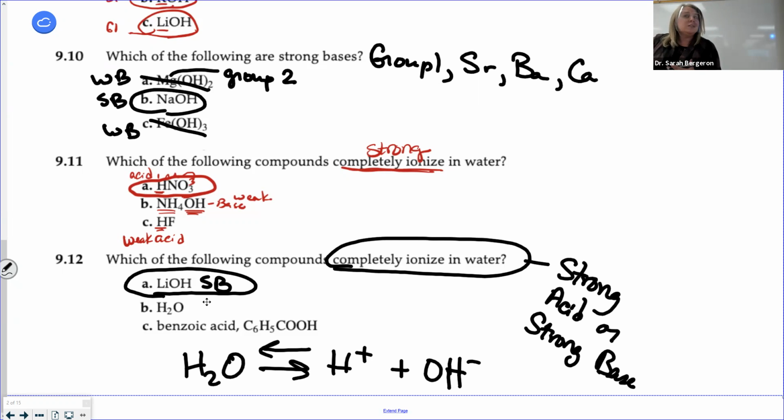It's a characteristic of water. But is this a strong acid or base, or is it making both, right? It's donating both hydrogen ions and hydroxide ions. So it's both a weak acid and a weak base. So it actually does both.